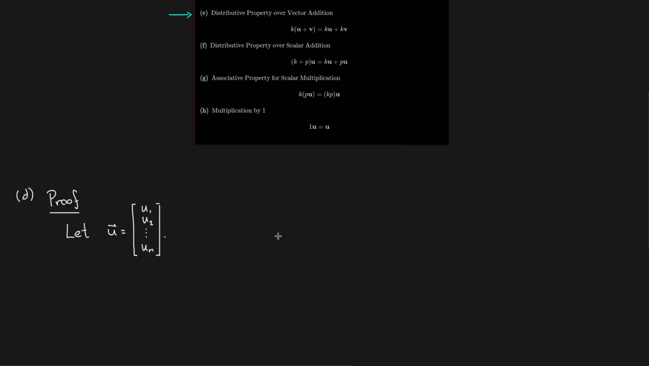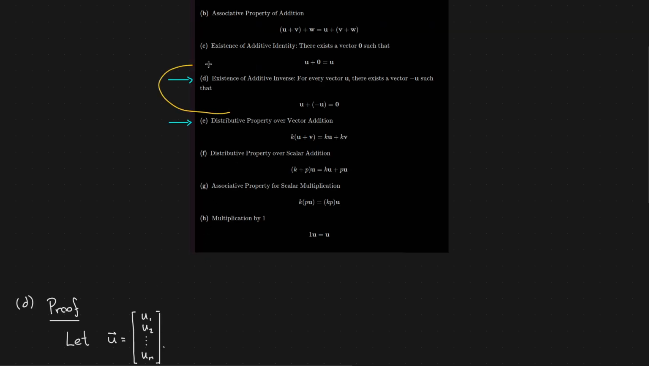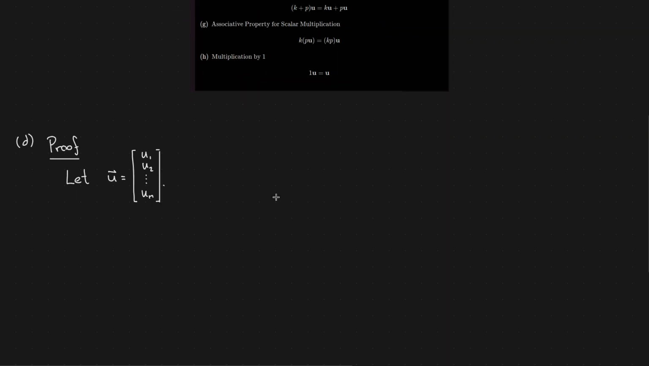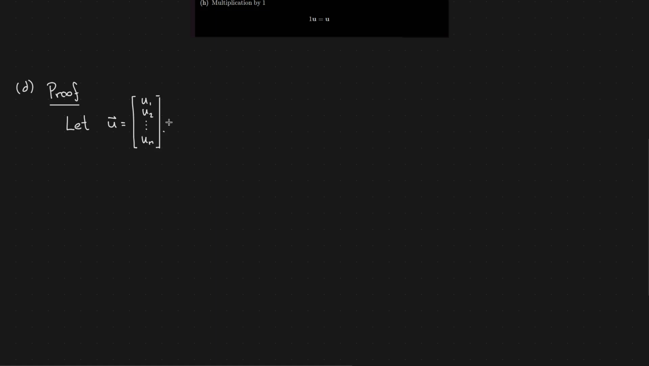Now for this particular problem, part D here, I want to show there's some other vector. We're calling it negative U here, but there's some other vector so that when I add it to my first vector, I get 0. Okay? In this case, if I can find that other vector and show that there's a vector that when I add it, I get 0, I'm done. Okay? So let's find the vector.